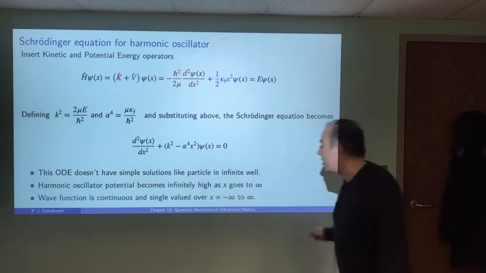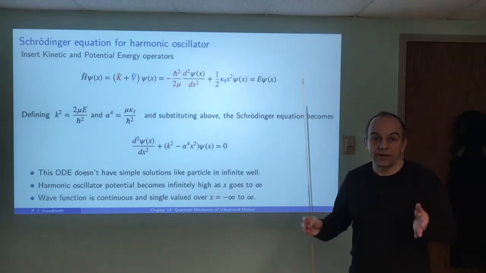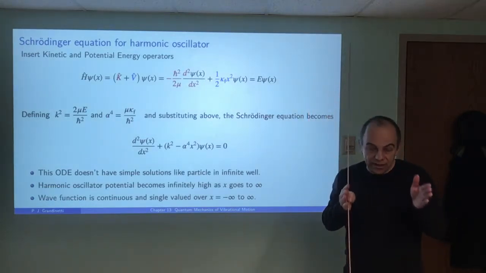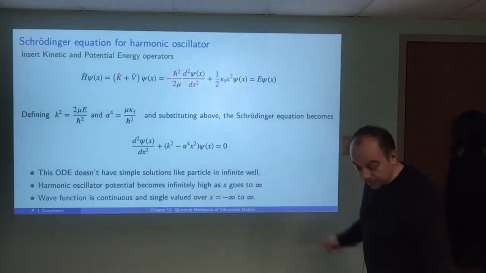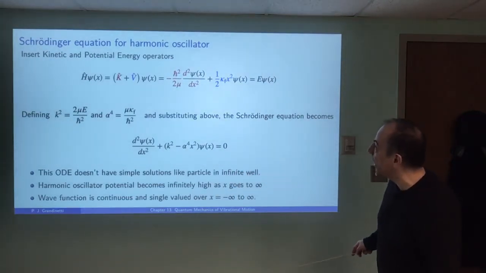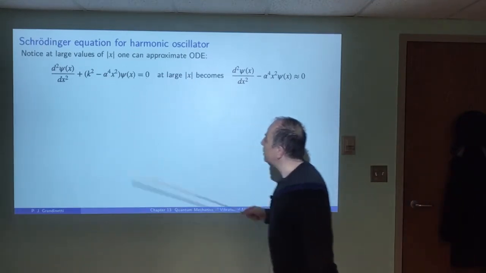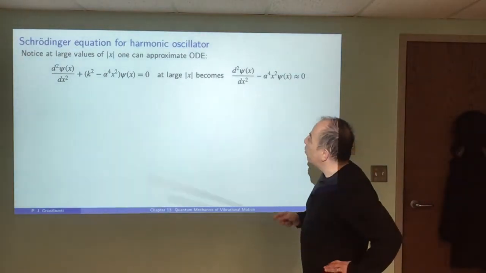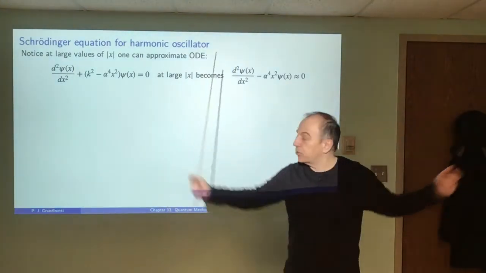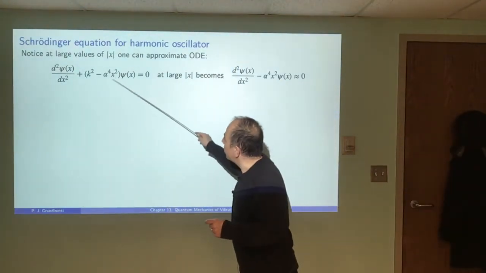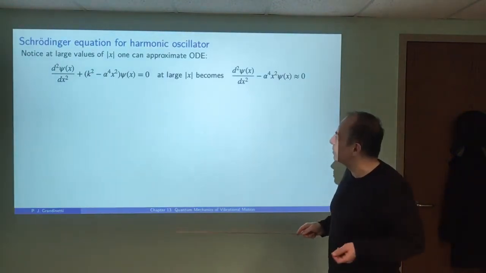Our wave function is going to have to be continuous and single valued over that entire range. Before, in the infinite well, it was only continuous and single valued inside the well, and it was 0 outside the well. Here it has to be continuous and single valued over the whole range of values of x. If you take a look at that differential equation, one thing you might notice is that when x gets really large, way out towards the ends, this term is going to dominate and be much bigger than this k squared term, which is independent of position.